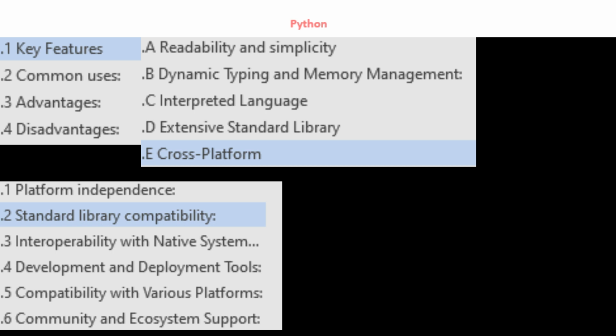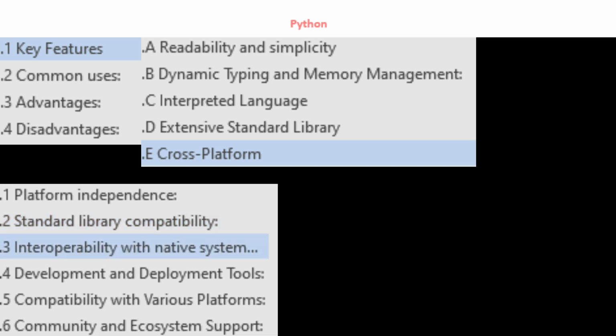Example: the OS and Shutil modules offer a unified interface for file and directory operations on all supported platforms. Cross-platform GUI development. Libraries such as tkinter, PyQt, and wxPython allow developers to create graphical user interfaces that work on multiple operating systems. Example: a GUI application built using tkinter will have the same look and feel on Windows, macOS, and Linux. Interoperability with native system calls.